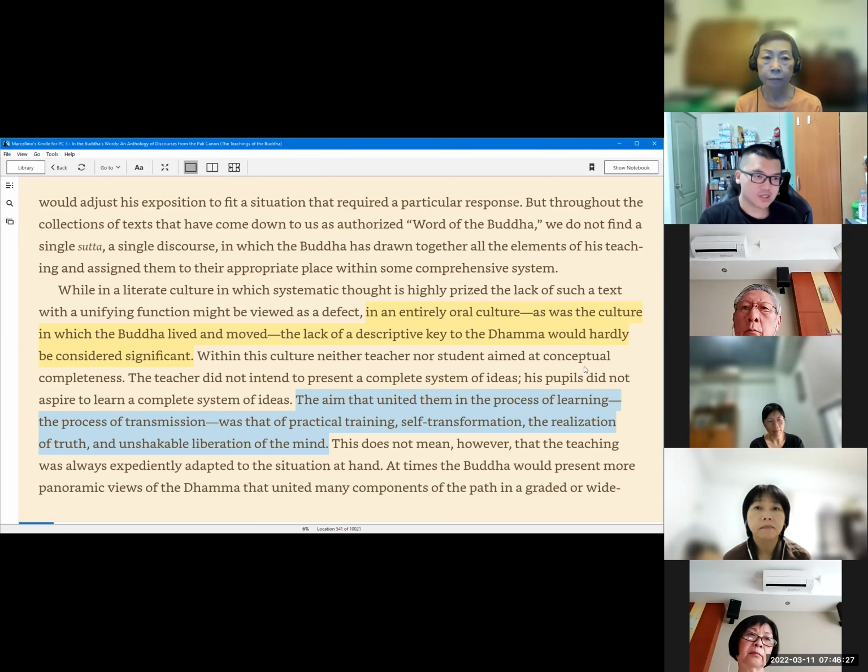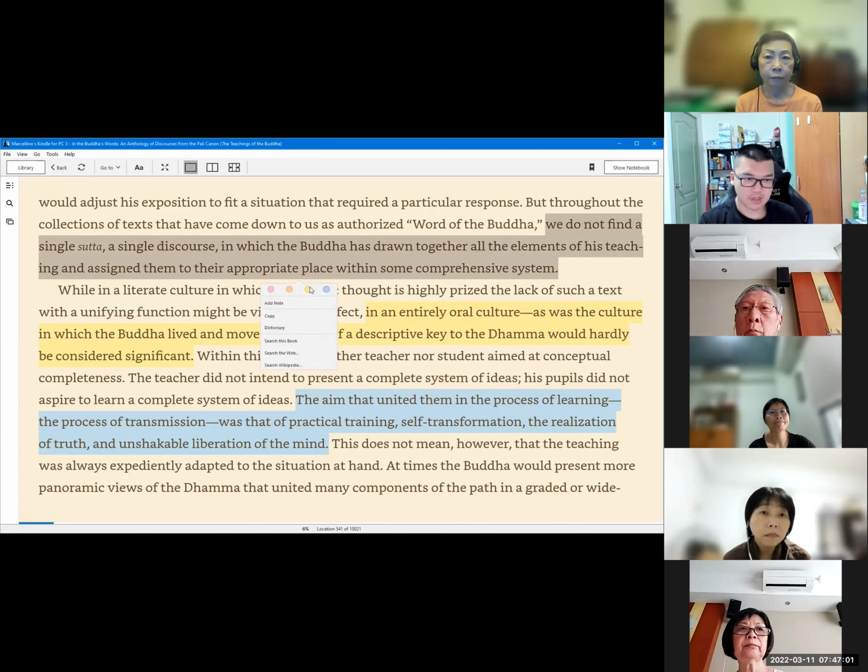But throughout the collections of texts that have come down to us as the authorized word of the Buddha, we do not find a single sutta, a single discourse in which the Buddha has drawn together all the elements of his teaching and assigned them to the appropriate place within some comprehensive system. And this is worth noting. Let me mark this.